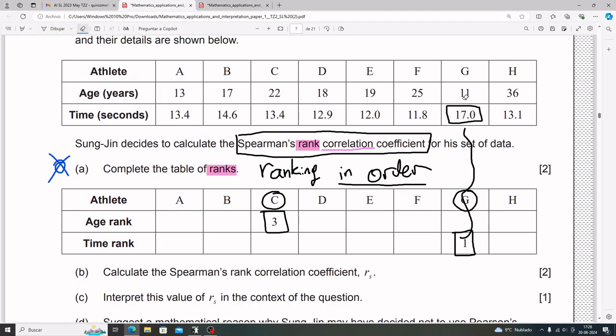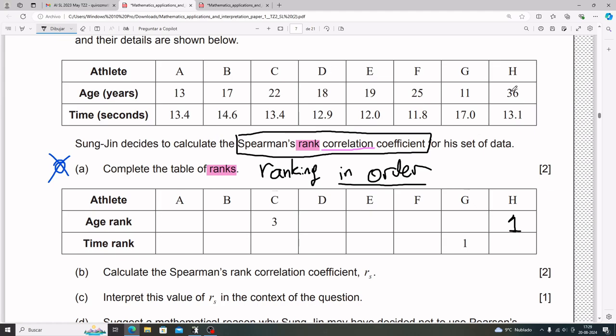So let's go ahead and go piece by piece. Let's start with age. With age, which athlete has the highest age? There's a 36 over here. It's pretty much a boomer. Just kidding. This would be number 1. See? Which one is the most boomer? The one that's 36 years old.